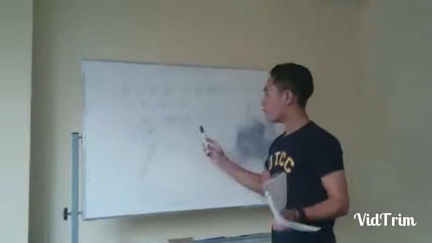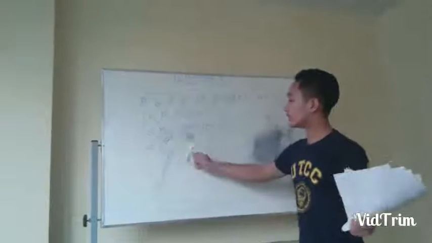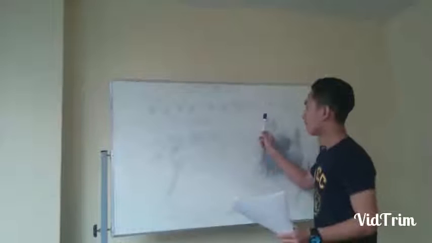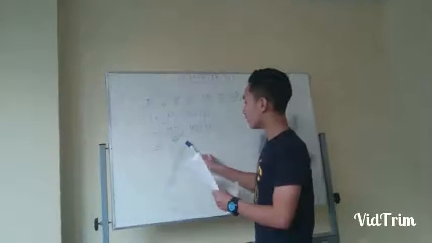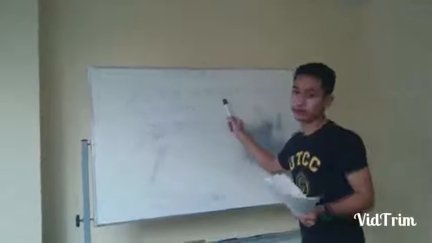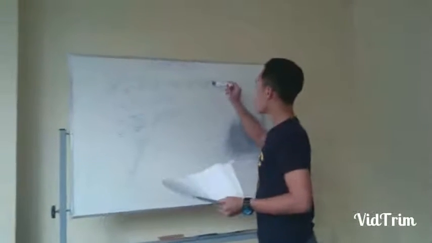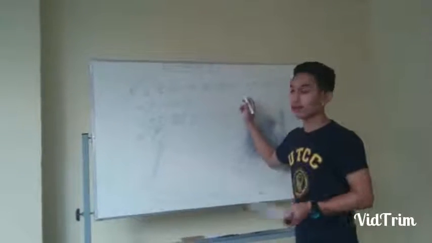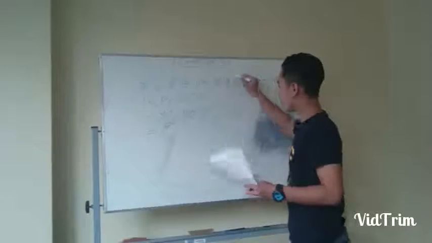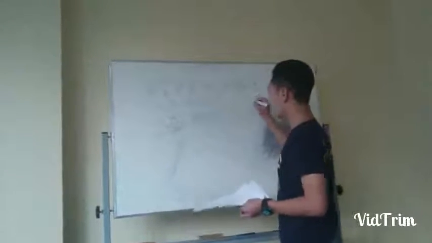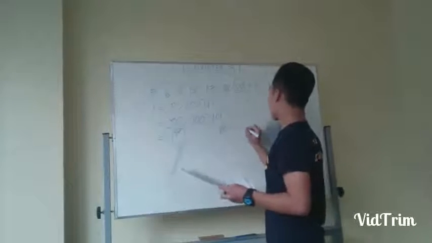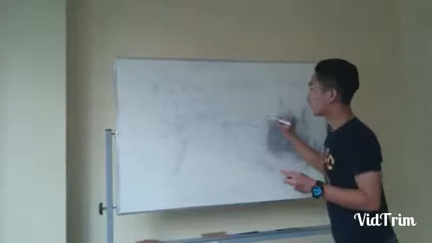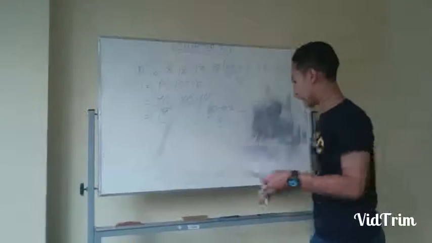So when you get 7, that means you get the location of data. Location 7 is number 20, and then you need to take 20 and 22 and divide by 2, which equals 21. This is the answer for percentile.